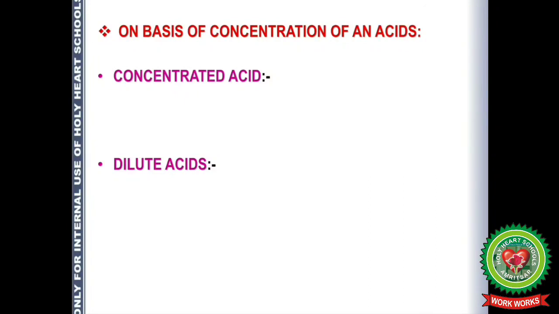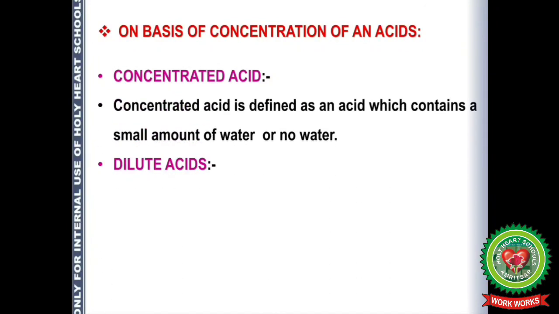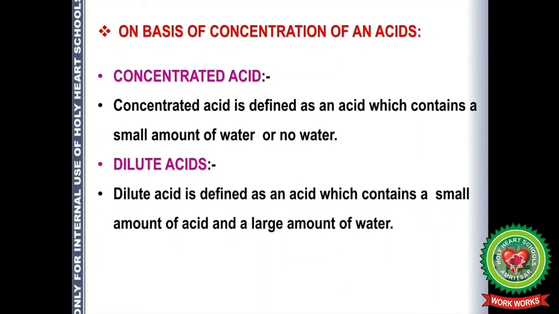What is concentrated acid? Concentrated acid is defined as an acid which contains a small amount of water or no water. So the solvent is very little, that is, water is the solvent here. The water is in a very small amount and acid is in a large amount, or there can be no water also, and that type of solution is known as concentrated acid.